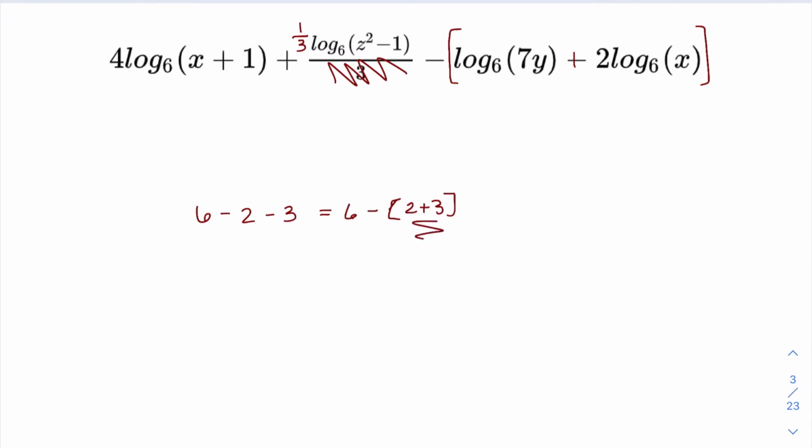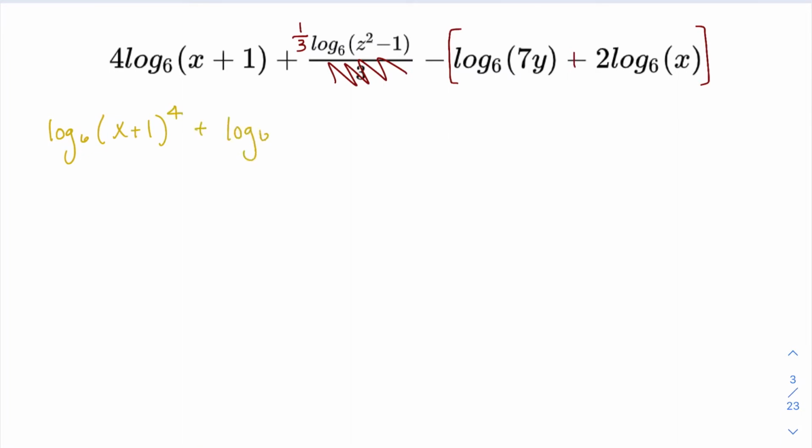We want to do the addition first so that we don't end up with a crazy fraction over a fraction. So first though, before we can do any of that, we need to do the power rule. So I'm going to go ahead and bring up my exponents. So we'll have log base 6 of (x plus 1) to the 4th plus log base 6 of (z squared minus 1) to the 1/3. Remember, that's a cube root, minus log base 6 of 7y plus log base 6 of x squared.